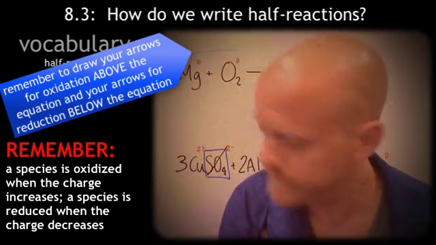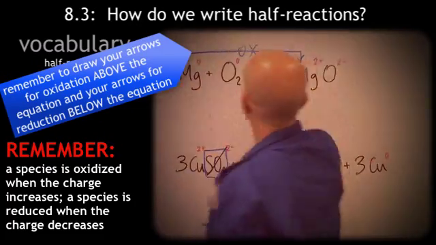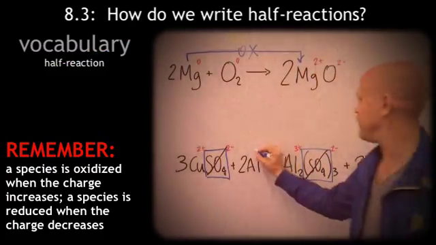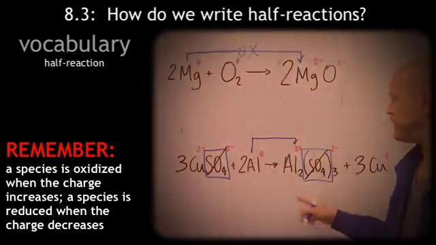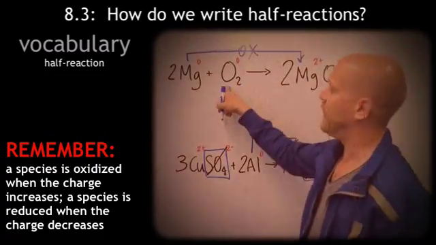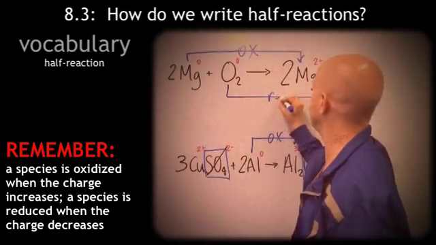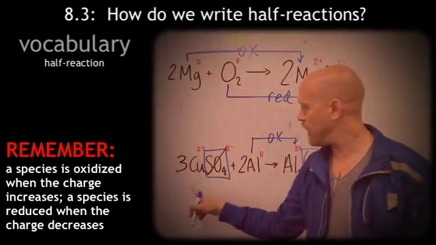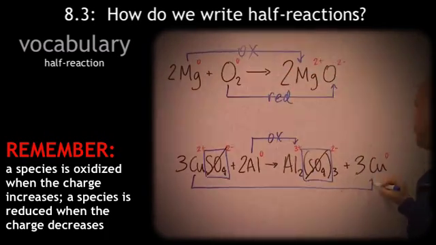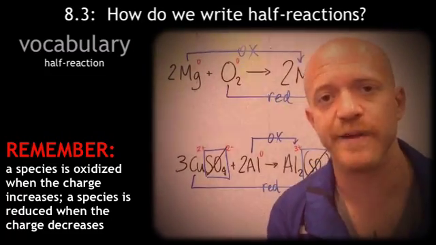Let's use a better marker. From 0 to +2, that is being oxidized. Over in this one, aluminum goes from 0 to +3. This one is also being oxidized. Now over here we have the oxygen going from 0 to -2. That charge is going down. This one is reduced. Likewise, copper goes from +2 to 0. This one is reduced.